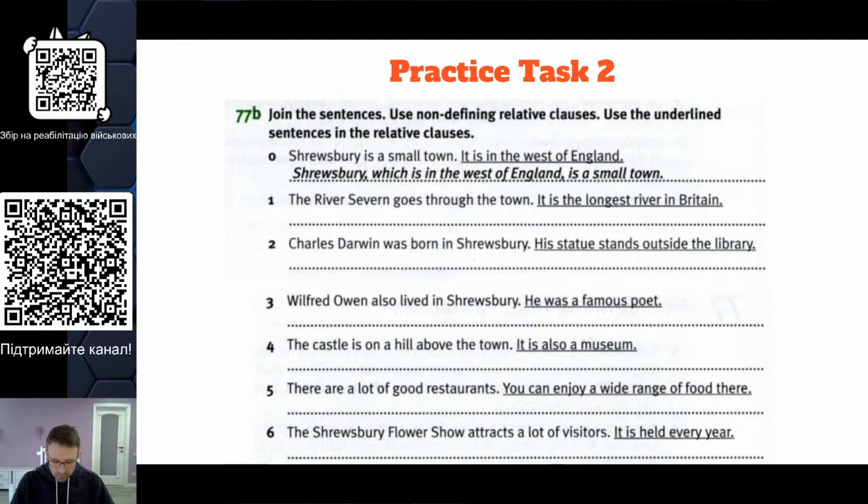And the final one we should have here for number 6: the Shrewsbury Flower Show, comma, which is held every year, comma, attracts a lot of visitors. So here again, extra information. So we have the commas around the relative clause, and we should use "which" because the Shrewsbury Flower Show is a thing, it's not a person or anything like this, and so we use "which" in this case.